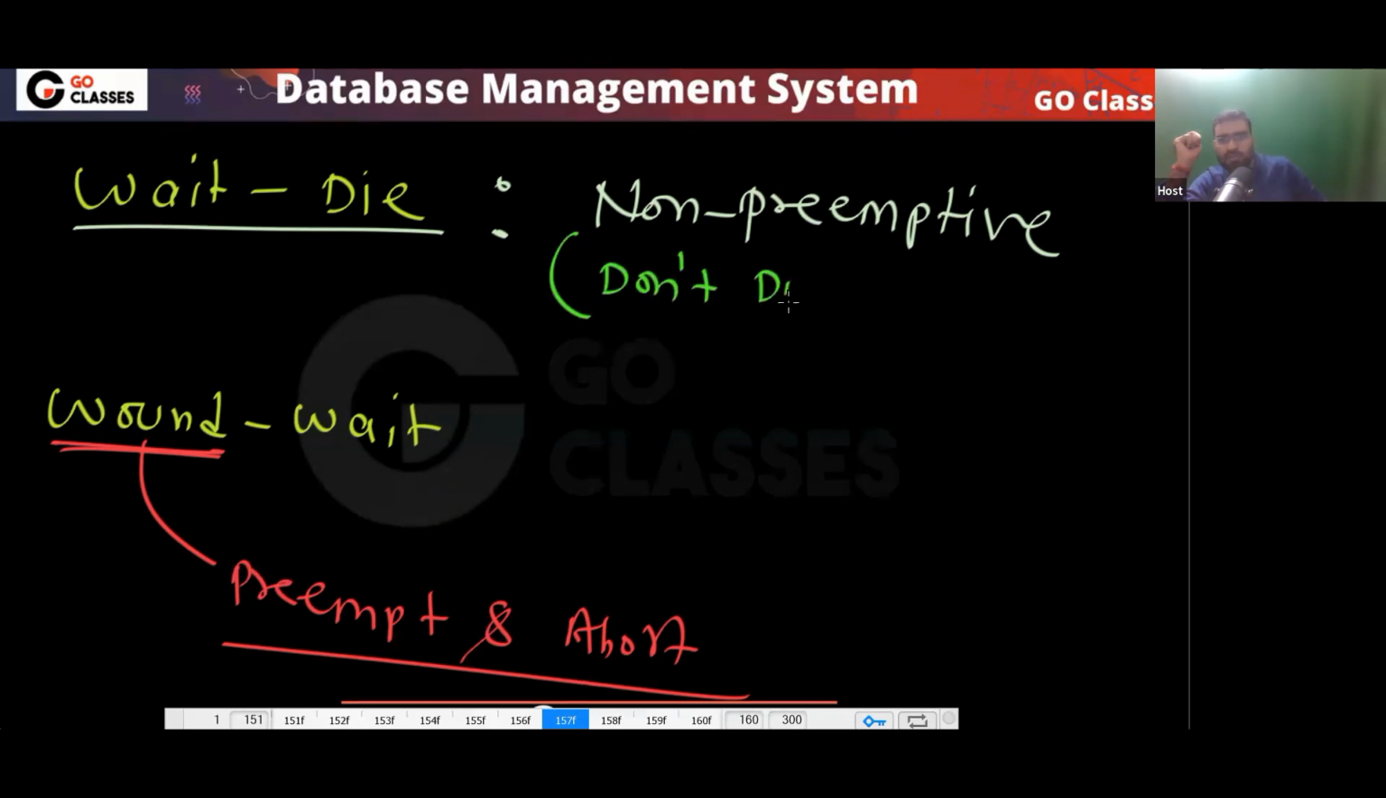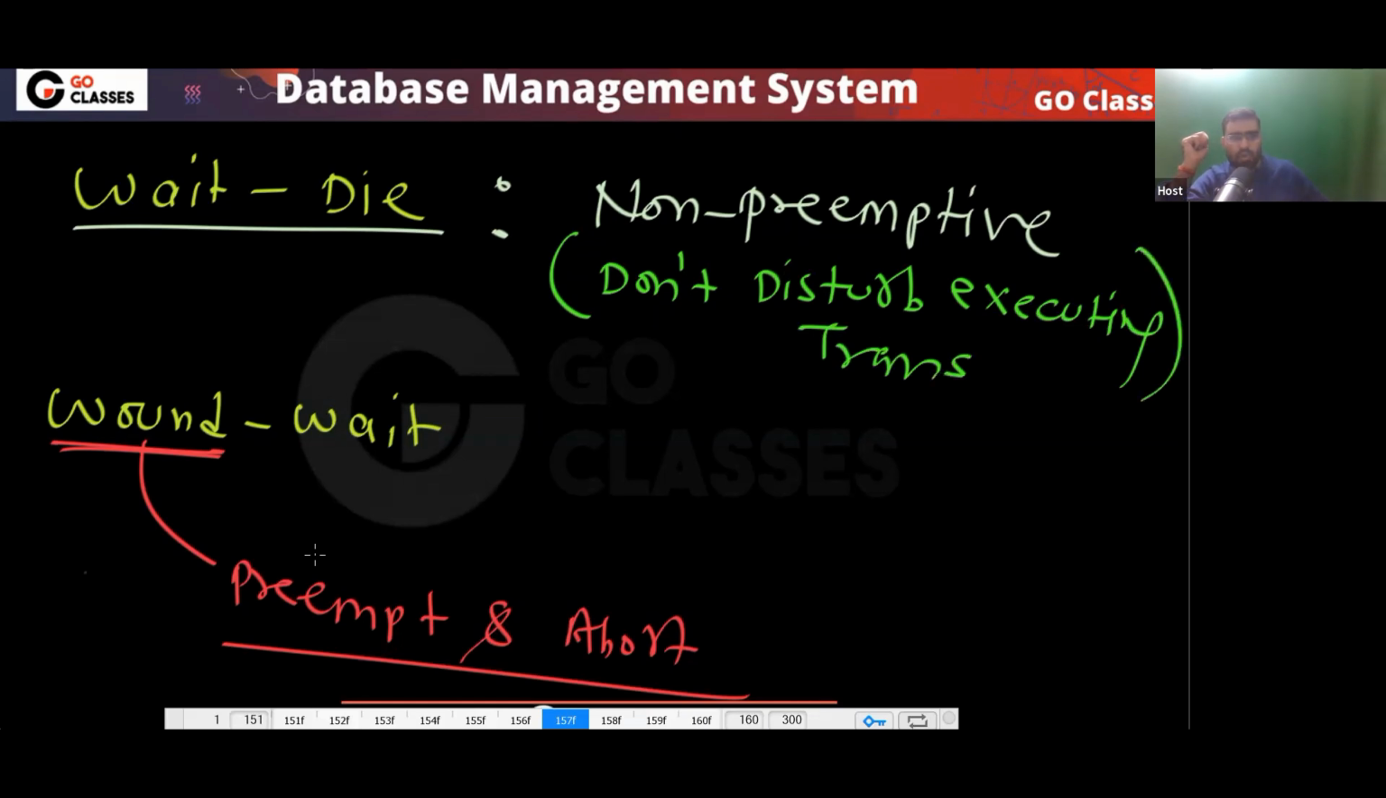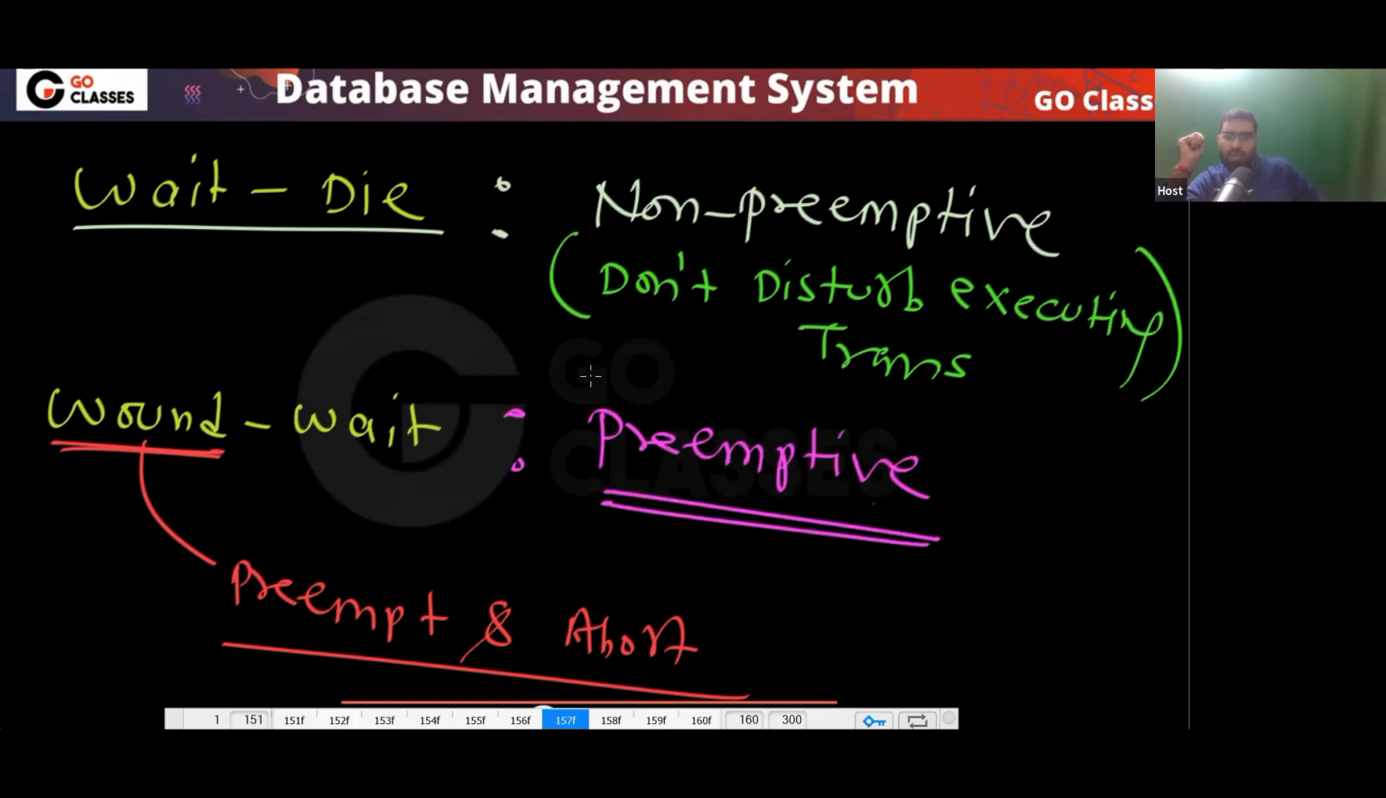Don't disturb the executing transaction, the transaction that is already executing. But this one is preemptive, because the older transaction can preempt it. Is this clear? Very simple. This is non-preemptive: the transaction that is executing, don't disturb it.